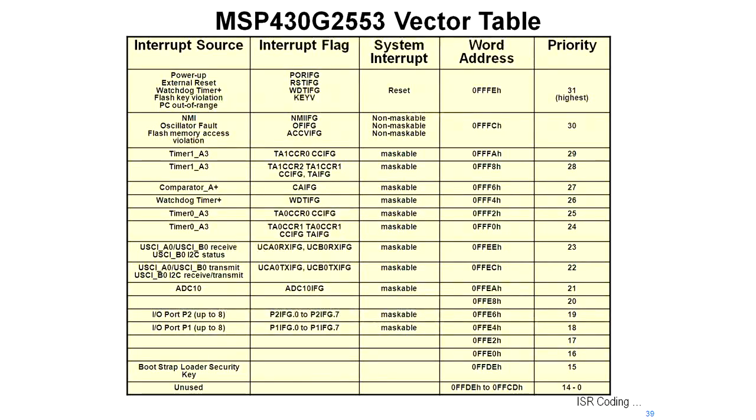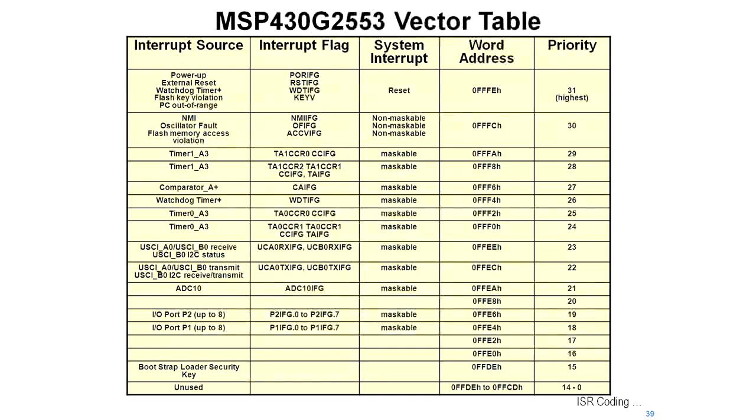Coming after that, you'll see we have timer 1, interrupts for the CCR0, CCR2, and some of the other registers inside the timer. Next is a single interrupt for the comparator. The interrupt for the watchdog timer is after that. 2 interrupts for the timer 0, A3, CCR0, CCR1, and some of the other registers. The next 2 interrupts are for the USCI, the Universal Serial Communications Interface, as shown. The one below that is the ADC10 interrupt. Just below that, you'll see the I/O port P2 and then I/O port P1.